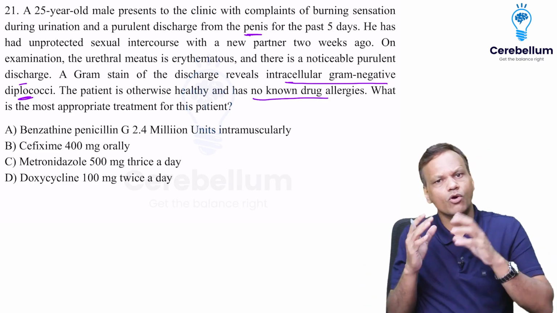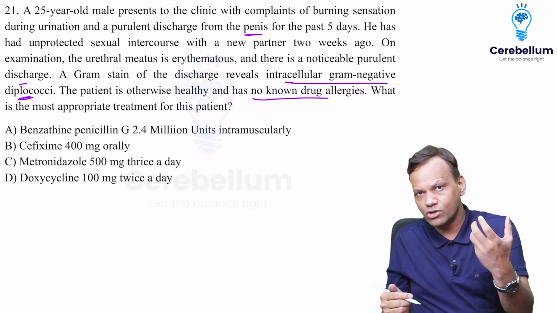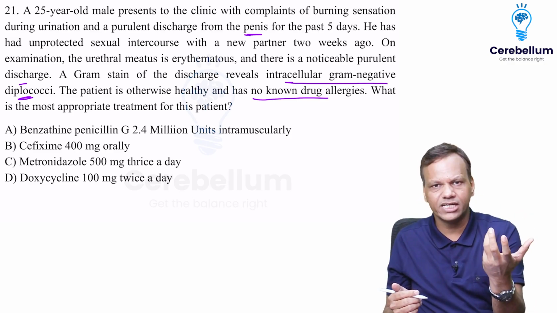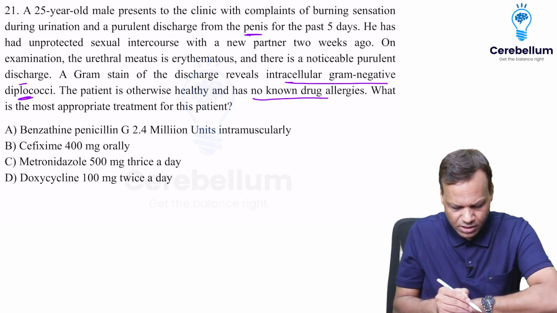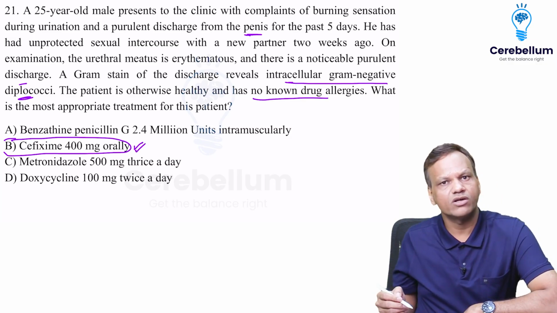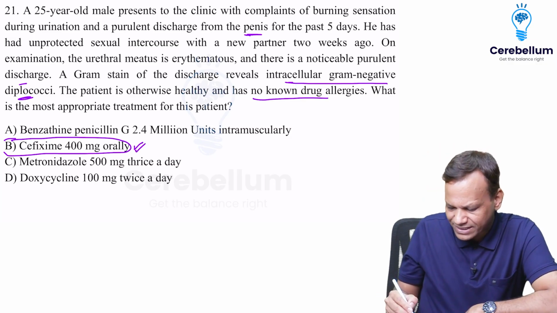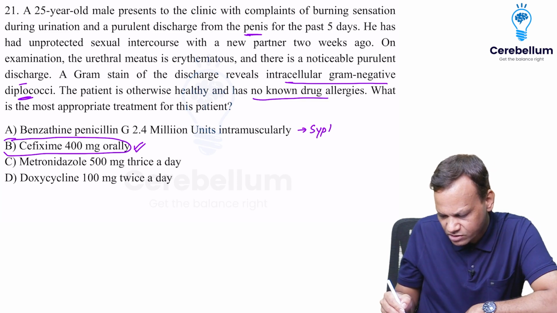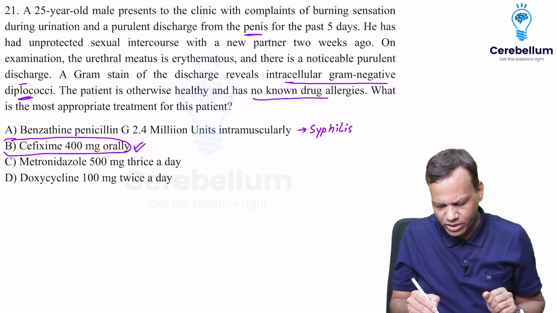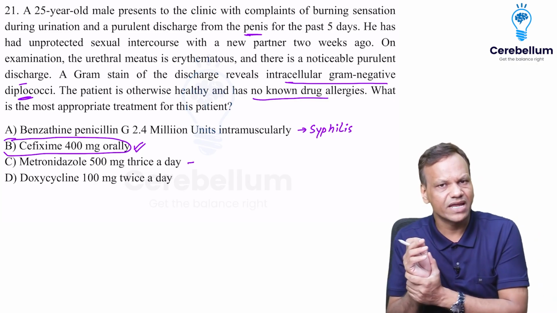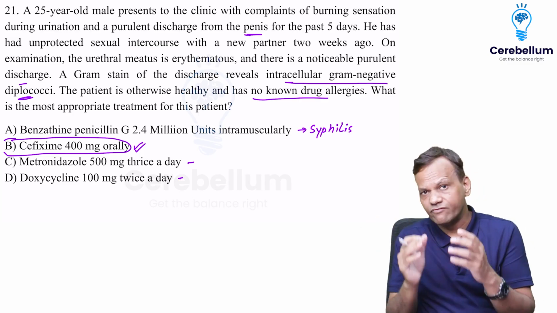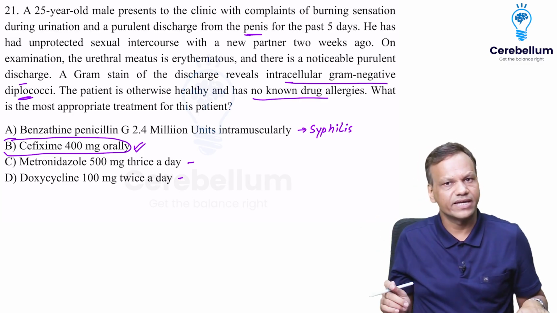Remember, the drug of choice for gonorrhea is ceftriaxone, a cephalosporin. But ceftriaxone is given by injection. If the person does not want to take an injection, we can give oral cefixime. So ceftriaxone was the drug of choice, but here cefixime will be given because it is an oral drug. And remember, benzathine penicillin G is for syphilis. This is not a case of syphilis, so the answer will not be benzathine penicillin G. Metronidazole is used for other sexually transmitted diseases like bacterial vaginosis, and doxycycline is used for conditions like lymphogranuloma venereum. Okay, the answer here is cefixime.